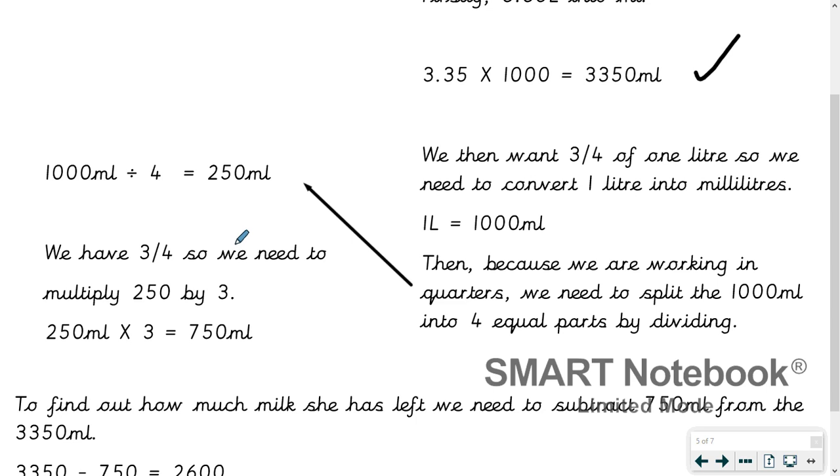Jenny needs to use 3/4, so we now multiply by the numerator, which was 3. So we've got 250, that's 1/4. We multiply by the 3 to get 3/4, so 250 by 3 is 750. So we now know how much milk she's got, and we know how much she needs to use for her porridge.